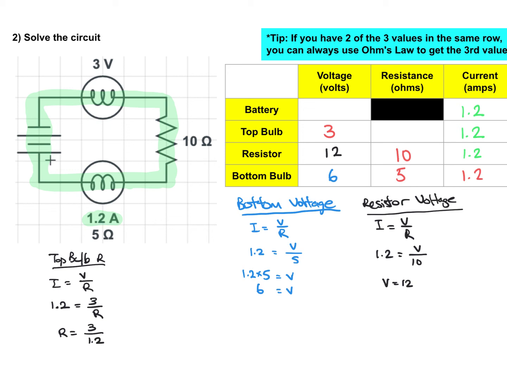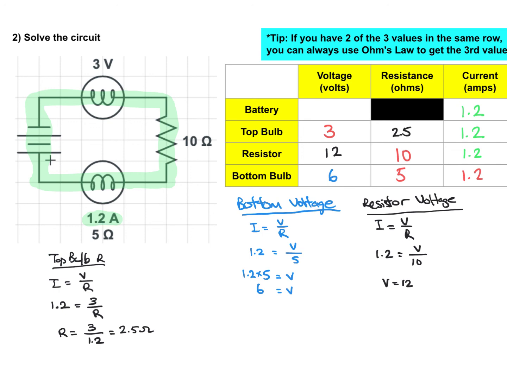Again, that's a mathematical skill called rearranging an equation. It's algebra. And that can always be how you get resistance. So what is 3 divided by 1.2? You can pull that up in the calculator. And that gets 2.5 ohms. So that can be filled in.